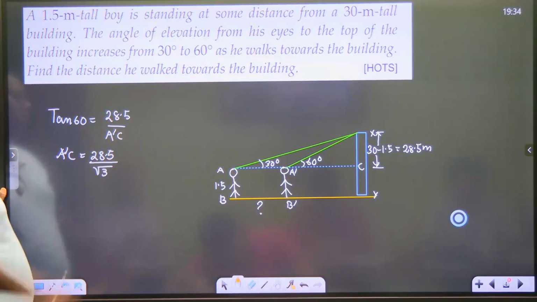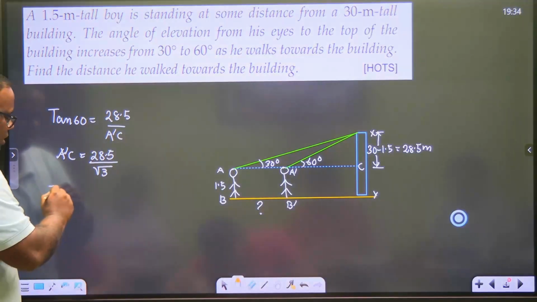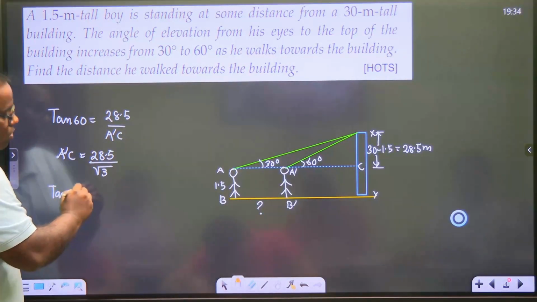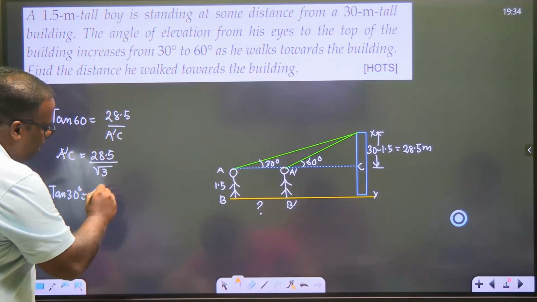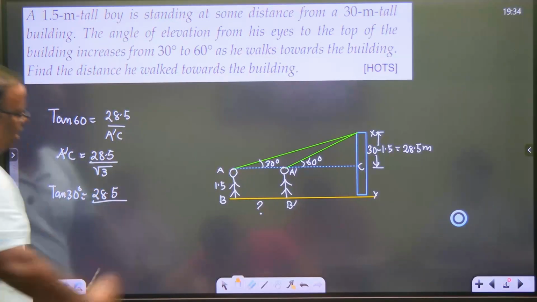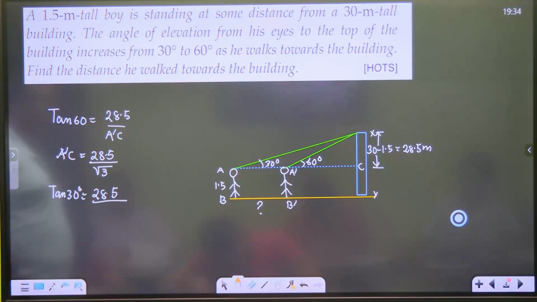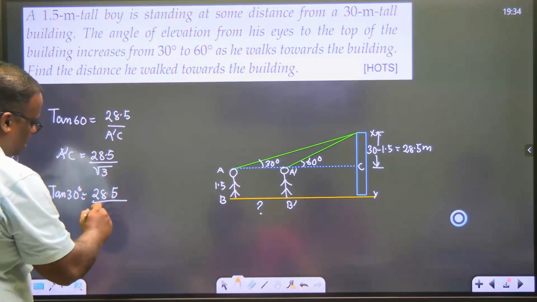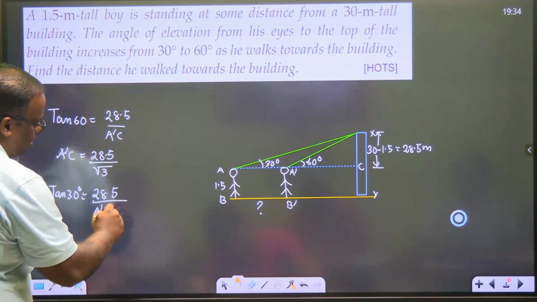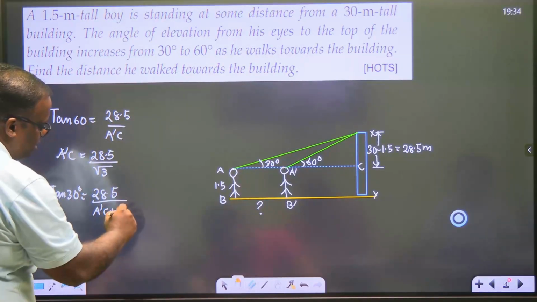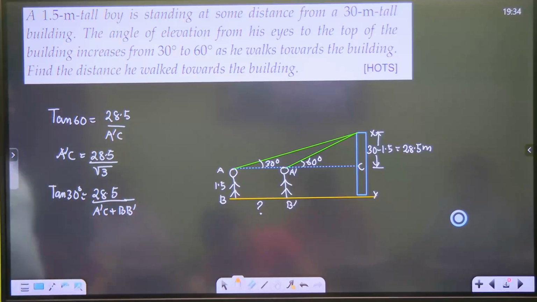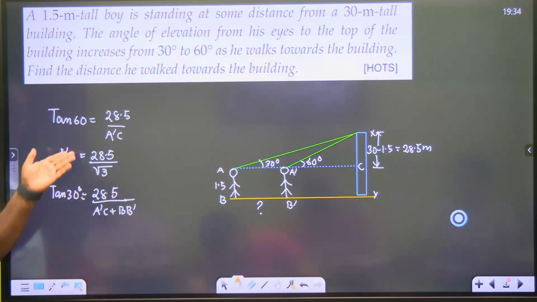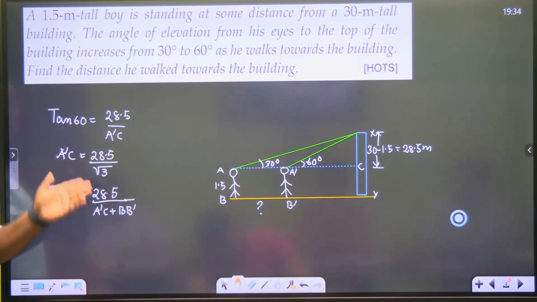And now take the bigger one. Tan 30. Tan 30 is equal to how much? 28.5 divided by how much? No, 28.5 divided by A dash C plus BB dash. And BB dash is what you have to find out. You have the value of A dash C here also. In fact, you can divide the two also. It becomes much easier.